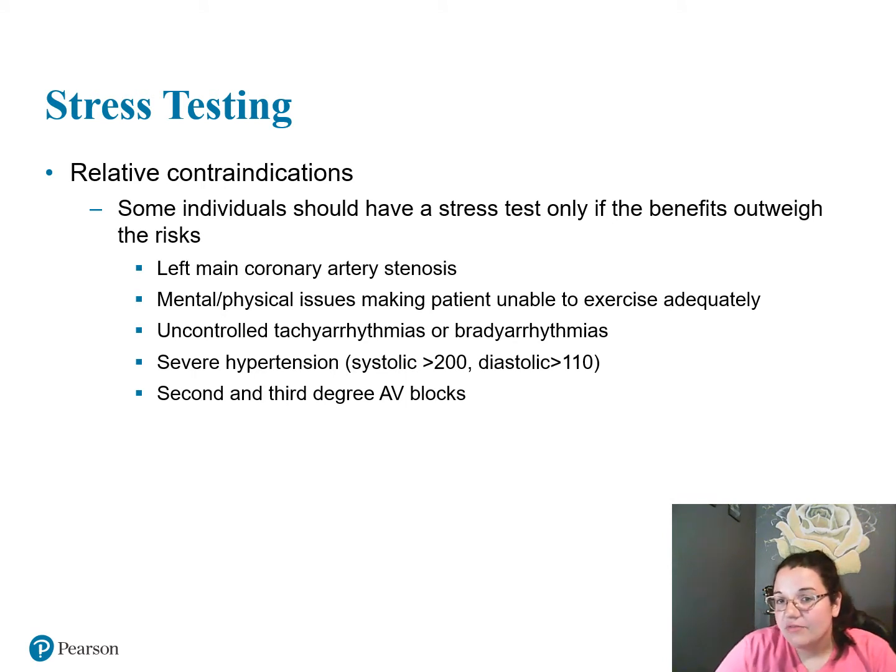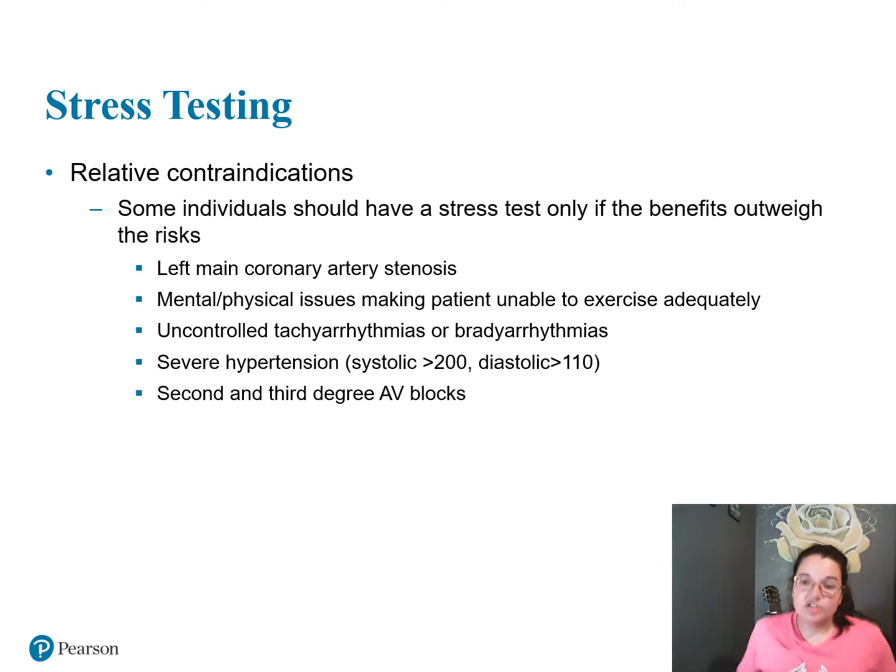So what if we have relative contraindications, meaning they're not absolute contraindications, meaning they cannot become fatal, but they are threatening? They're relative contraindications. So some individuals should have a stress test only if the benefits outweigh the risk. This is a quiz question. It's a homework question. When should you have a stress test? Only if the benefits outweigh the risk.